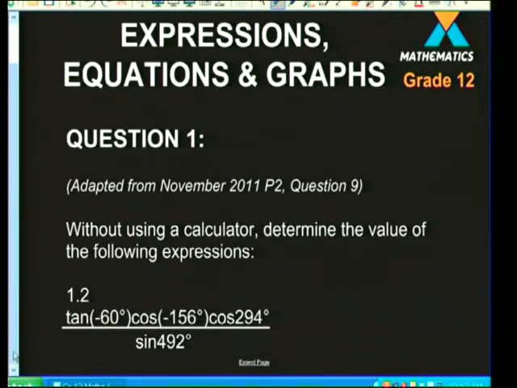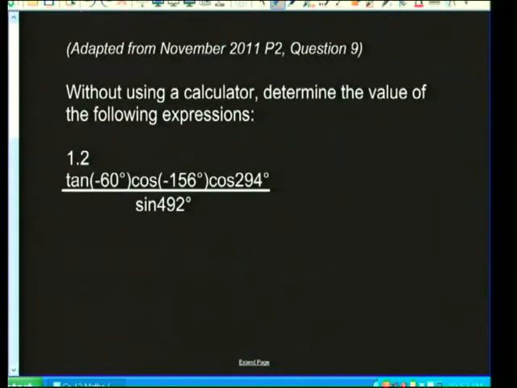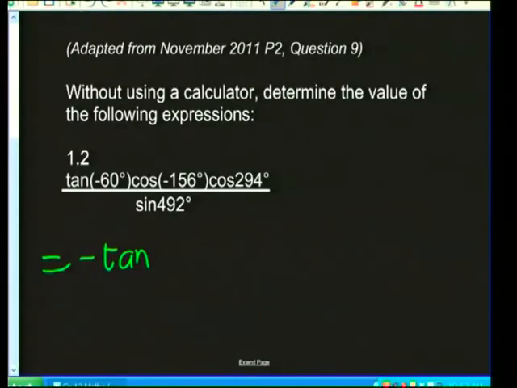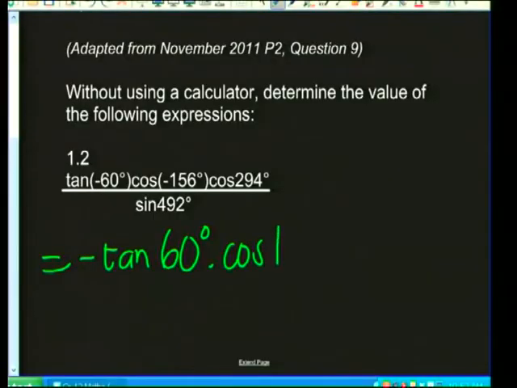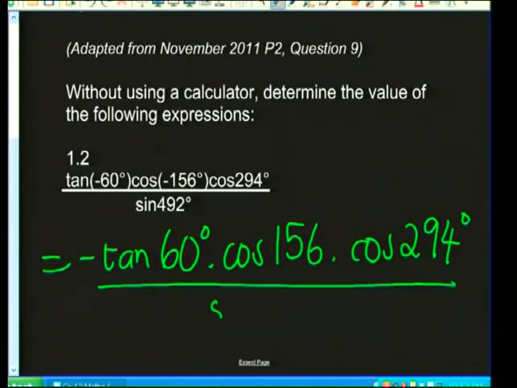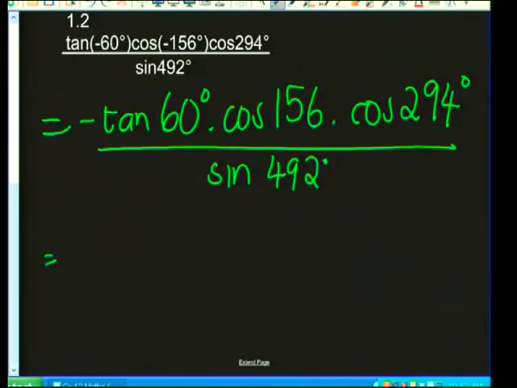Looking at this one, remember your negative: your tan of a negative, the negative comes to the front. So it becomes minus tan 60 degrees. This one, cos of a negative angle always remains positive. So this is cos 155 degrees, cos 294 degrees, all over sine 492. We have obtuse angles there, so we need to reduce them.